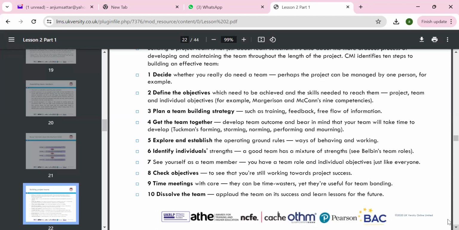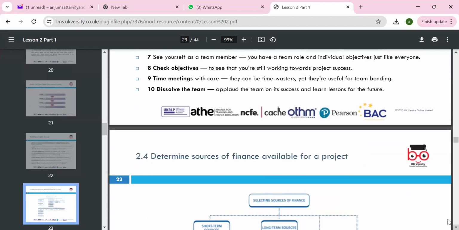We can identify individuals and their strengths according to the Belbin team roles, nine different team roles. You can be a communicator, project staff, and so on. So see yourself as a team member. The objective for everyone, a checklist should be given, project success and timing should be clearly defined, and the team can be dissolved at the end.